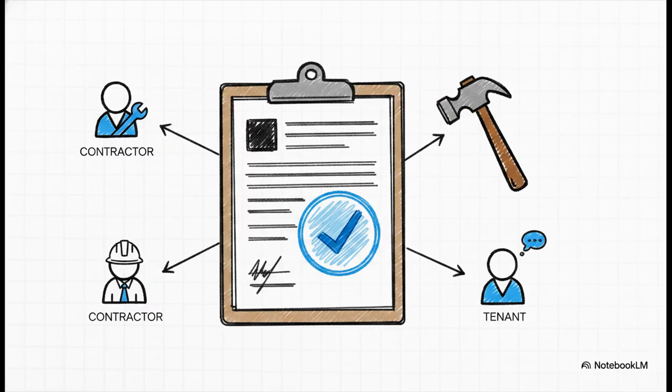Clear, constant communication among the tenant, the building owner, and the contractors is just mandatory. Any single modification to the scope needs to be properly documented, aggressively evaluated for how it impacts both money and time, and it has to be formally approved before a single hammer is swung on site.